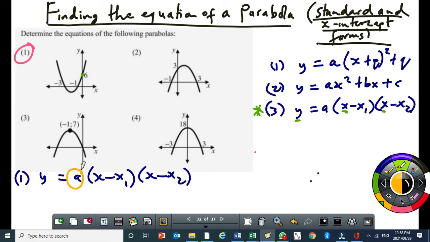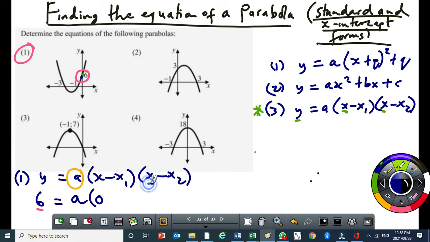Okay? So I'll substitute y equal to 6 because at this point here, y is 6. Right? Then where there is a, I'll put a because I want to calculate a. Where there is x here, I'll put the x value at that point, because this 6 here corresponds to 0 there. X is 0 there. Right? So I'm going to substitute 0 here. Once I put 0 there, I also have to put 0 here. It's the same value that you substitute twice.